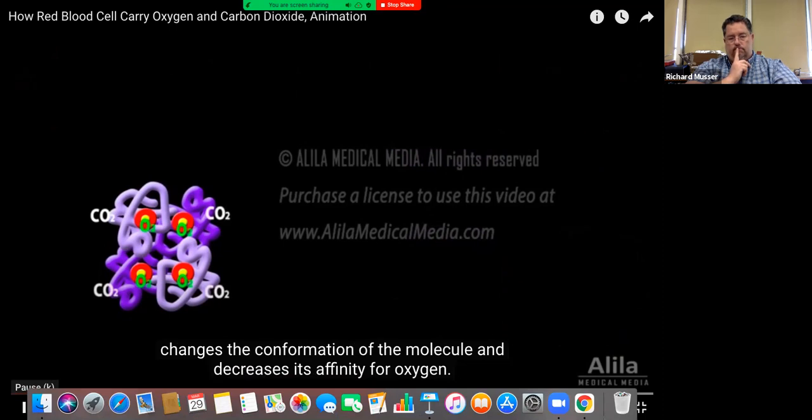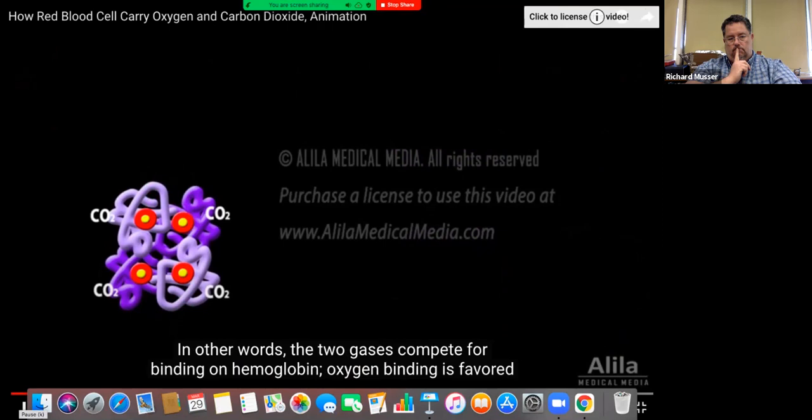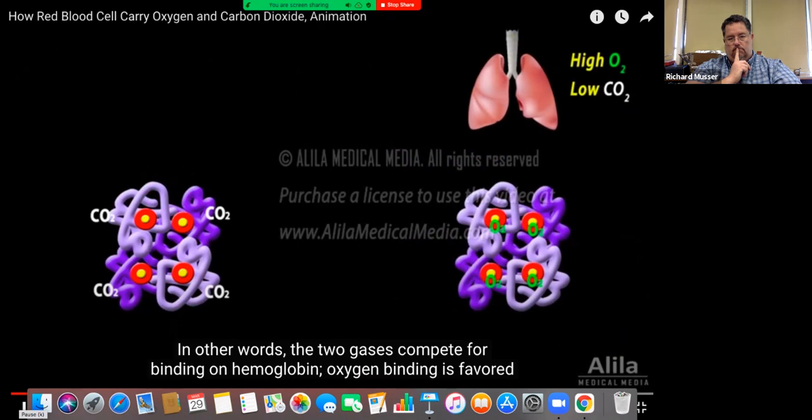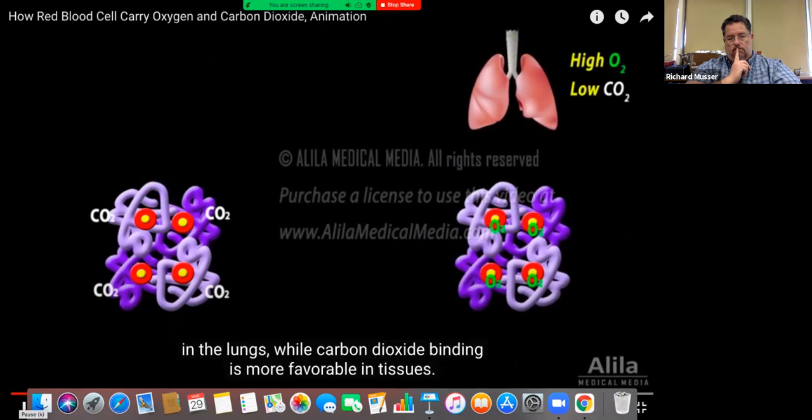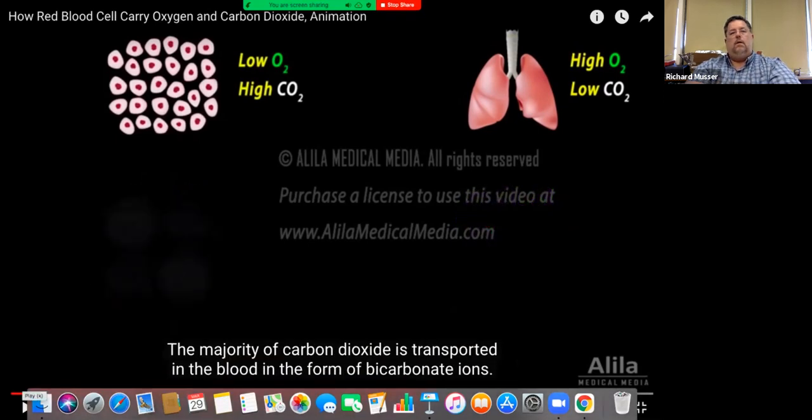Binding changes the conformation of the molecule and decreases its affinity for oxygen. In other words, the two gases compete for binding on hemoglobin. Oxygen binding is favored in the lungs, while carbon dioxide binding is more favorable in tissues. Well, that makes a lot of sense, right? Because you know that when the lungs have lots of oxygen, while the atmospheric carbon dioxide is low, when the blood reaches the lungs, it's going to want to liberate that carbon dioxide and take in oxygen.